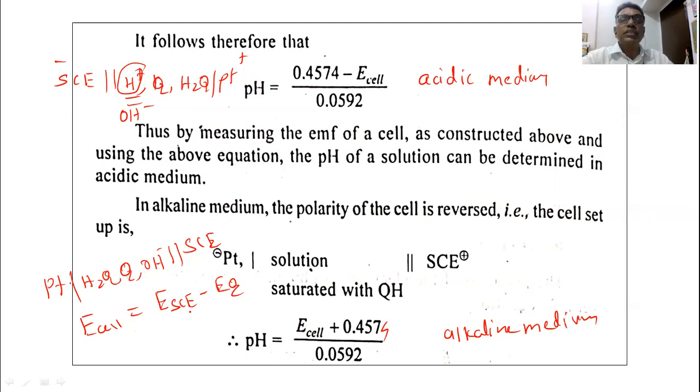So in this way, using the quinhydrone electrode, we can determine the pH of the solution. And it is very easy to construct the quinhydrone electrode. So in this way, by measuring the EMF of the cell, we can determine the pH of the solution. This is a very important application of EMF measurement.